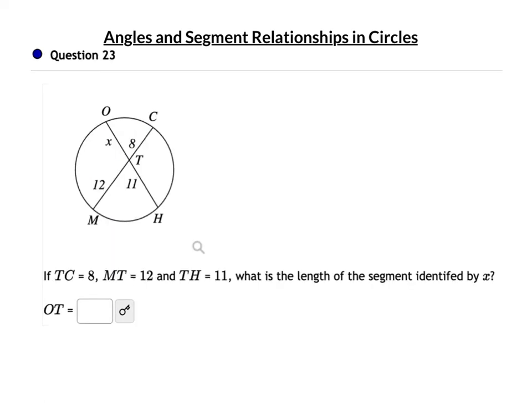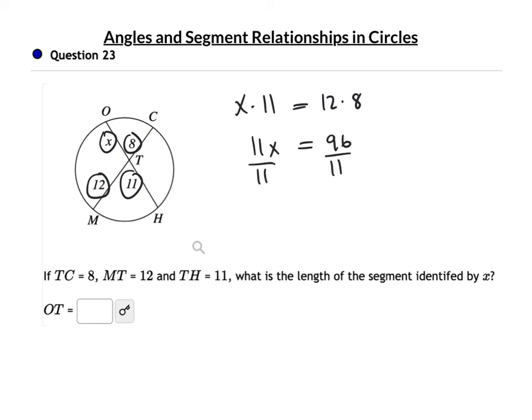Question 23 is the chord product theorem. It says that x times 11 is equal to 12 times 8. 11x equals 96, and we'll divide by 11, and I added directions, so round to the 10th. 96 divided by 11 is 8.7.